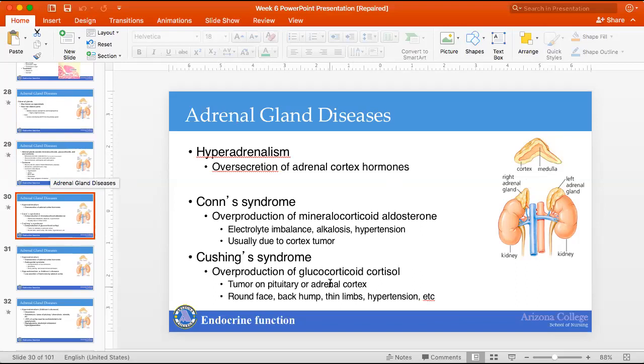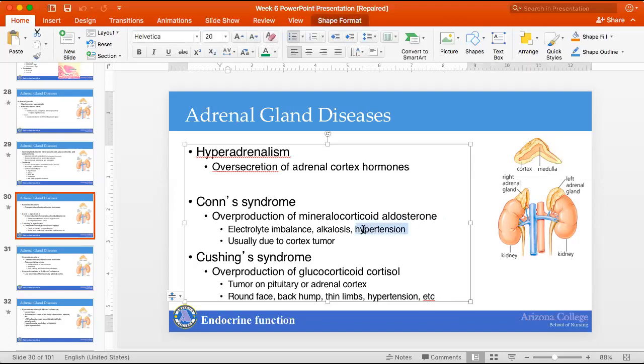Conn's syndrome is overproduction of mineralocorticoid, aldosterone, causing electrolyte imbalance, alkalosis, and hypertension, usually due to a cortex tumor. So if you had Conn's syndrome, you had too much aldosterone, you're retaining too much sodium, potassium, and ultimately water, and that's why you would see hypertension and this electrolyte imbalance.